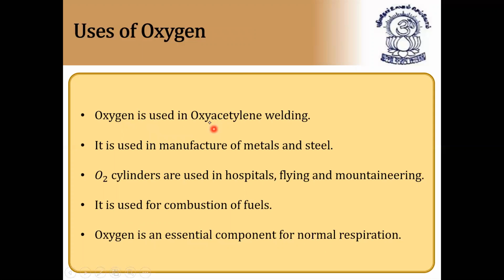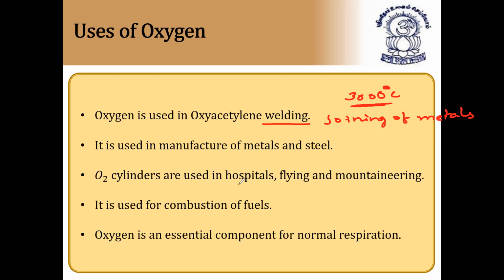Next, uses of oxygen. Oxygen is used in the oxyacetylene torch. Its temperature is approximately 3000 degrees C. With this high temperature, it can be used for welding purposes, that is joining of metals, joining of metallic plates. That is called welding. It is also used in the manufacture of metals and steel.